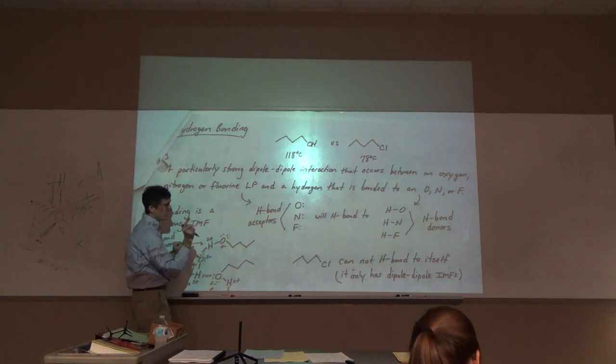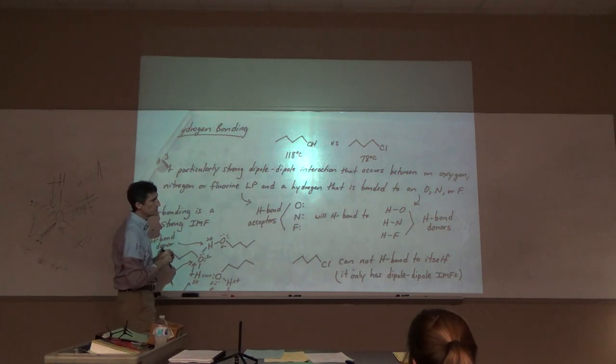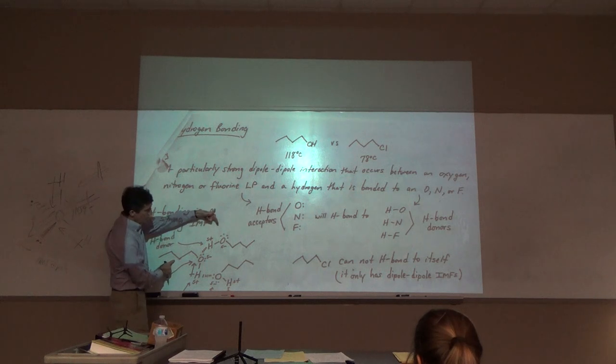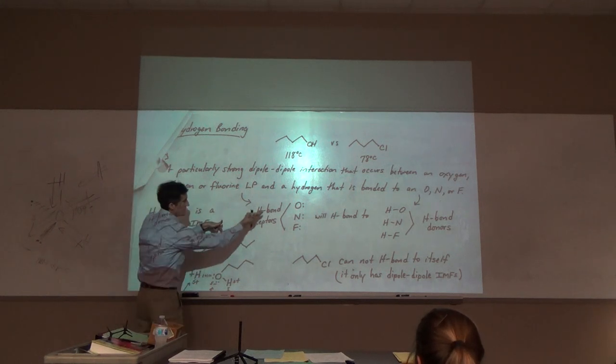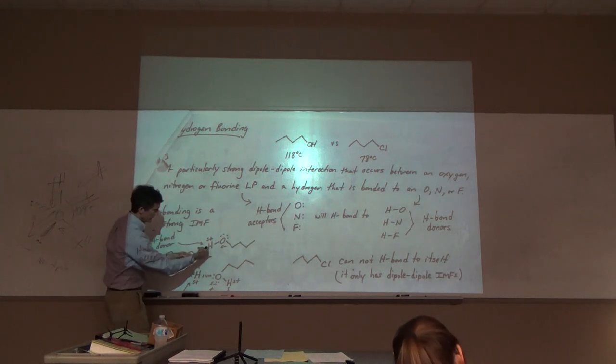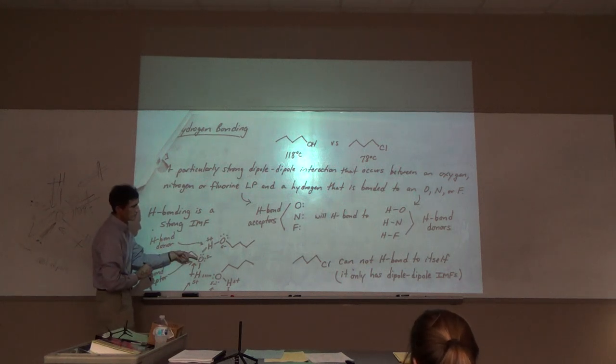Now you also have very strong ones. It can include nitrogen or fluorine. Now in this setup, we call the oxygen the H bond acceptor. Well, let's look in here, I got the dash here. H bond acceptor. And then the H is the donor. Terminology.